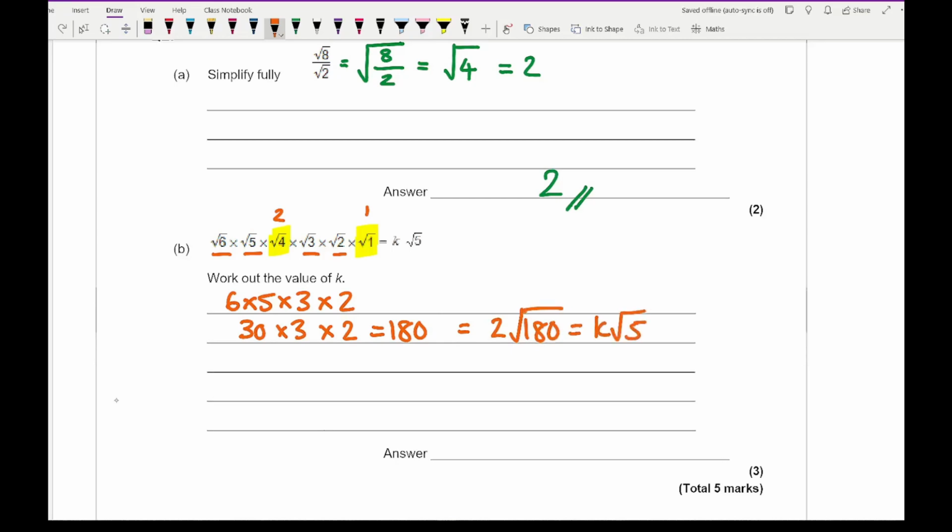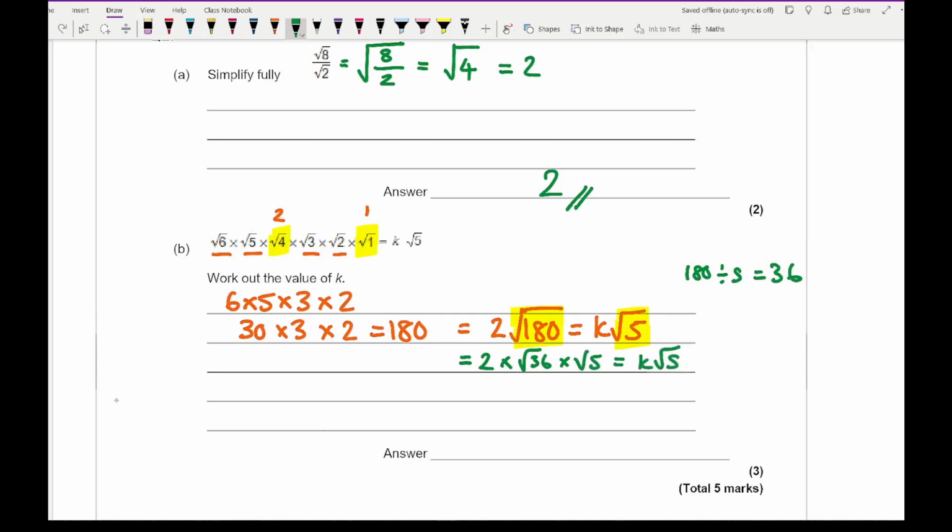Now what I need to do here is simplify this root 180, and I also know that 5 is going to be a factor, so if I then do 180 divided by 5, it gives me an answer of 36. So this is going to be equal to 2 times root 36 times root 5 equals k root 5.